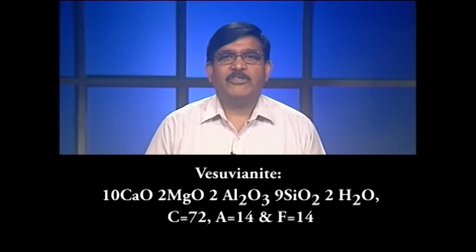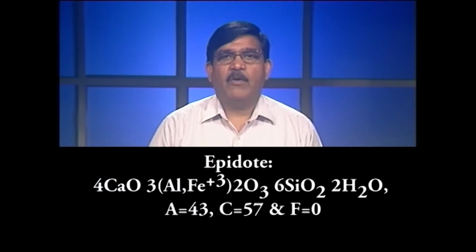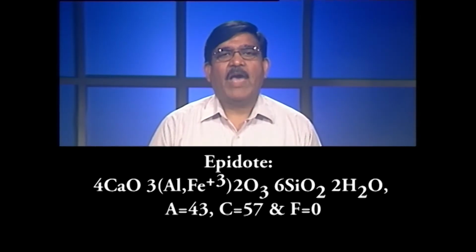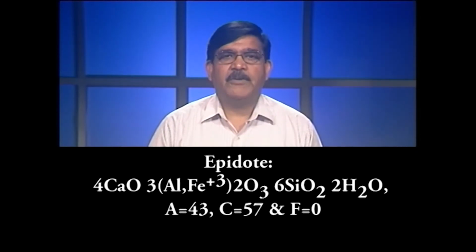The next mineral is vesuvianite. The chemical formula is 10 CaO, 2 MgO, 2 Al2O3, 9 SiO2 and 2 H2O. Therefore, the value of C equal to 72, A equal to 14 and F equal to 14. Epidote, the chemical formula is 4 CaO, 3 (Al, Fe3+) twice O thrice, 6 SiO2, 2 H2O. The value of A equal to 43, C equal to 57 and F equal to 0.